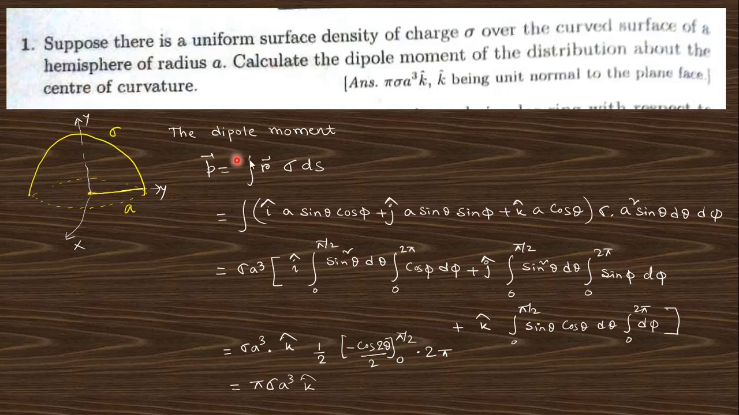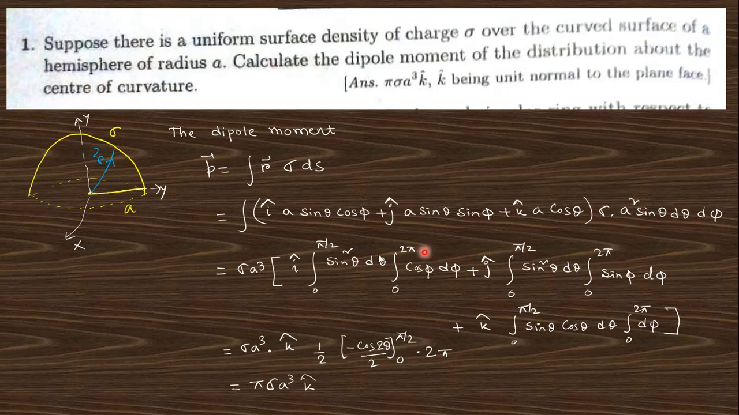For that you know the formula: the integral of r times the charge, which equals r sigma dS, where r is any position on the surface. If we write r in the spherical polar coordinate system, we can write i cap a sin theta cos phi, j cap a sin theta sin phi, k cap a cos theta. And this is sigma, and this is the area element on the spherical surface, a square sin theta d theta d phi.